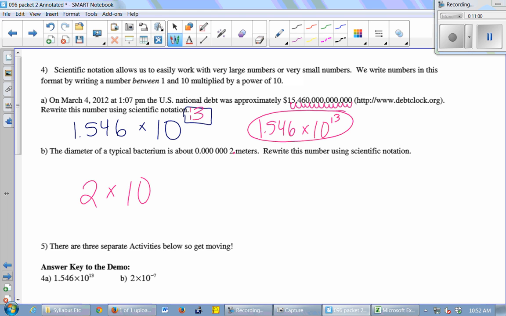How many places will I move it? 1, 2, 3, 4, 5, 6, 7 places. Because I want to move left, I have to do a negative exponent. So this is going to be to the negative 7. Any questions? Okay, that's it for the demo. You have 3 fairly long activities, so get going.